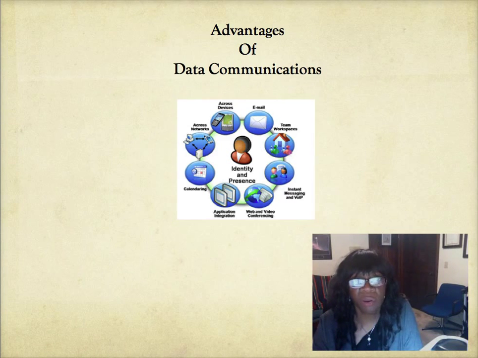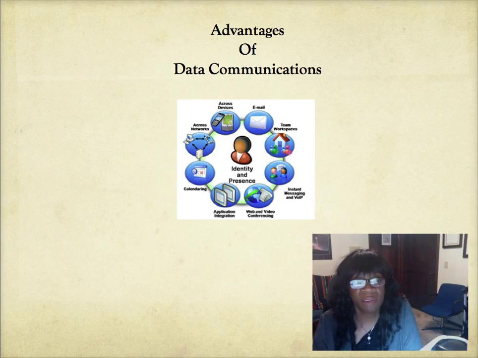The advantages of data communications. For this presentation, I'm going to discuss four advantages of data communications. The first advantage is that it helps us by speeding the sending of information. Communication technology tools like emails and text messaging all speed up the sending of information. Of course, it's almost instantaneous.